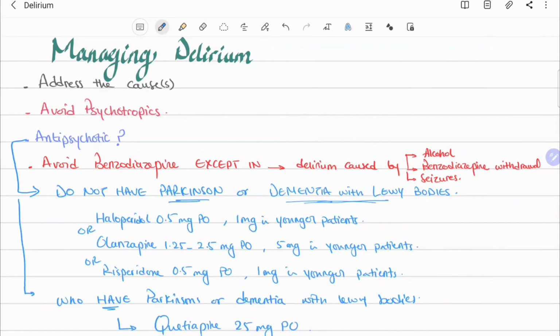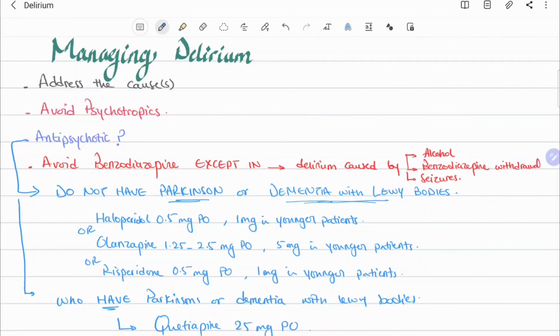For adults with delirium who do not have Parkinson's disease or dementia with Lewy bodies, we can use haloperidol 0.5 milligrams orally as a single dose. 1 milligram may be required for younger patients. Or olanzapine 1.25 to 2.5 milligrams orally as a single dose. 5 milligrams may be required for younger patients. Or risperidone 0.5 milligrams orally as a single dose. 1 milligram may be required for younger patients.